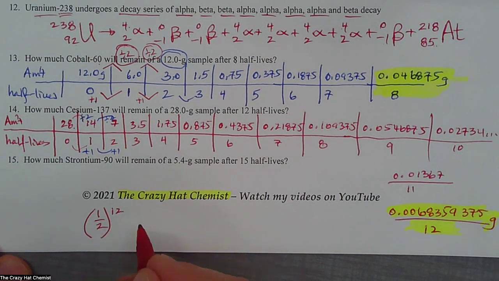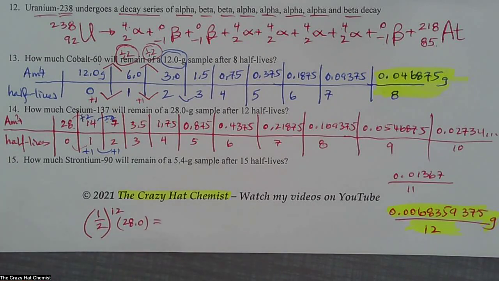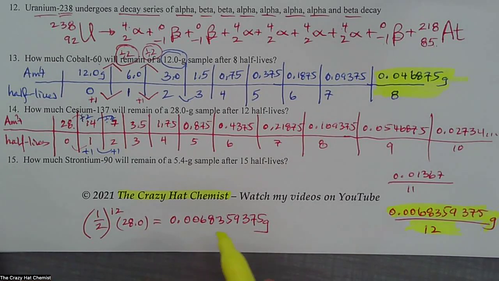In this case, it's 12. The original amount is 28.0. So I'm going to do this in my calculator here. That is 1/2 to the power of 12 times 28, and that will be equal to 0.0068359375 grams. This is the same answer. That's right. Okay. All right. That is awesome.